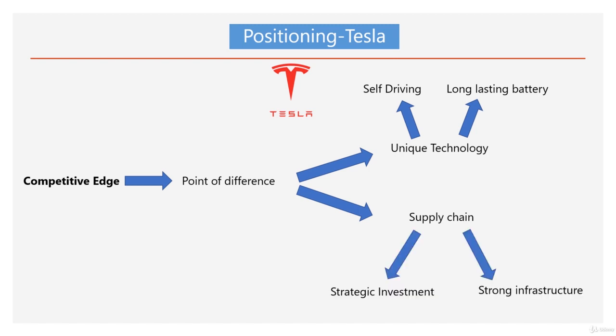And also, if you look at the supply chain, obviously Tesla has some very good strategic investment in Panasonic. They are also opening their gigafactories in China. They already have a gigafactory in the United States. They are also planning to launch 2 more gigafactories, one in Germany and one in Australia. And apart from strategic investment, they are also creating strong infrastructure.